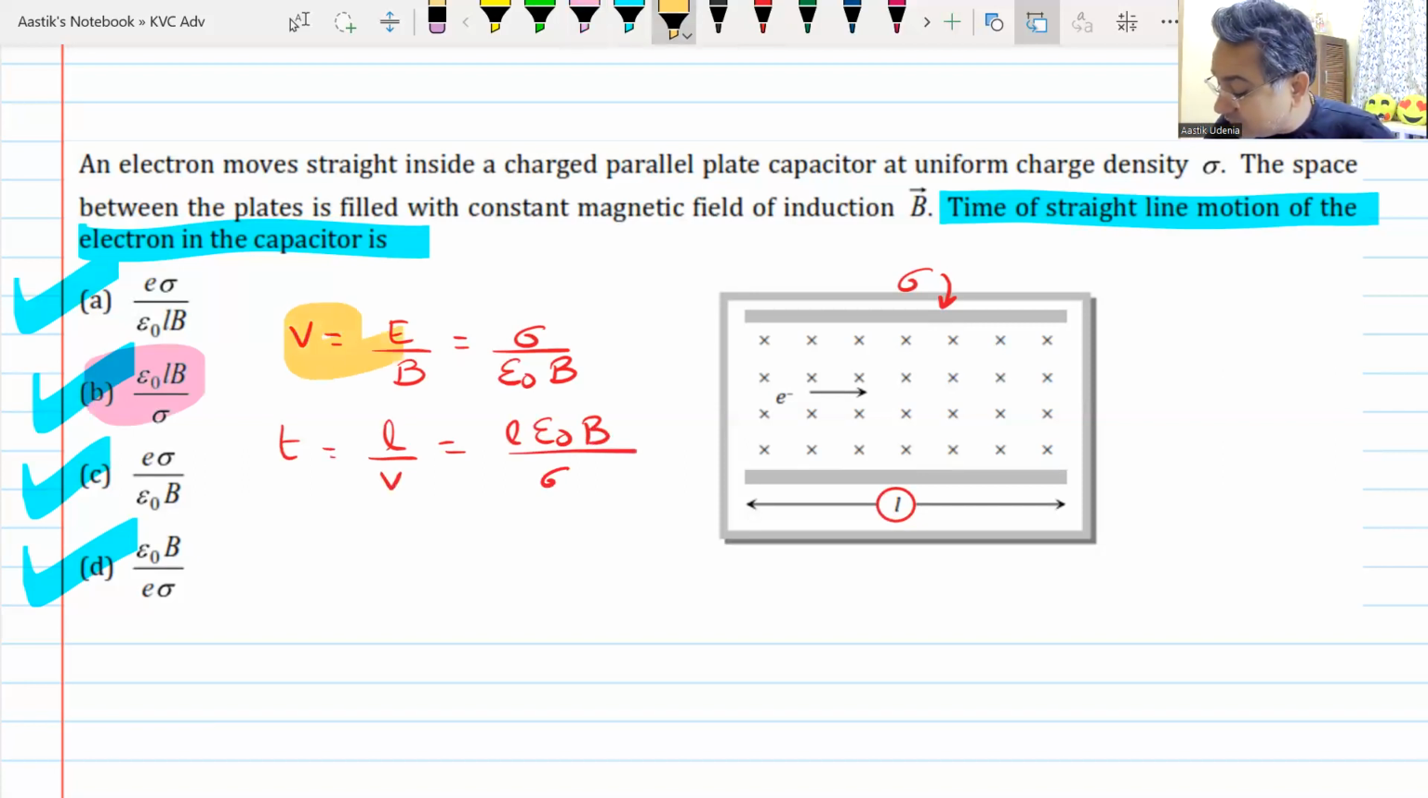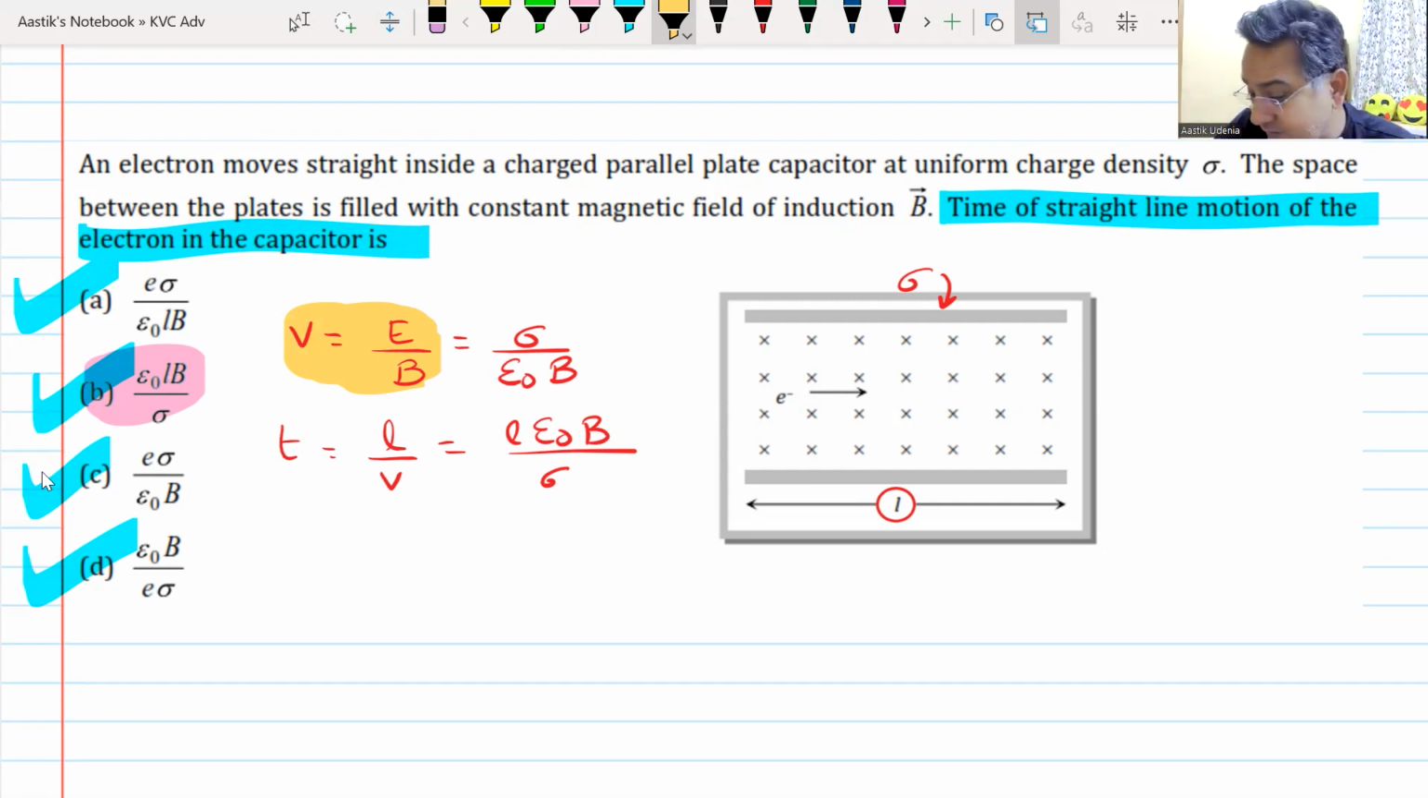Remember these small things. E by B is always equal to the dimension of velocity. If you remember these small things, you will do a lot better in your exam. So that finishes our discussion of magnetic force on a charged particle.